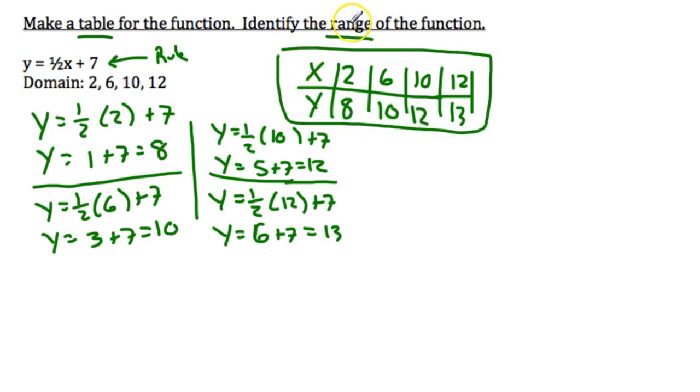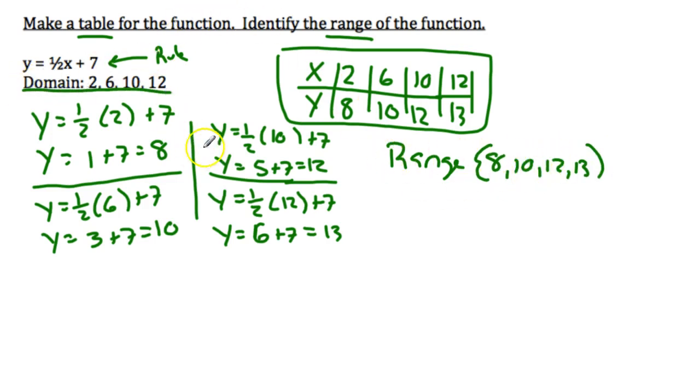Now I need to find the range. It gave me the domain, all right? So my range, I'll write it over here, are all the possible outputs. What did we get? We got 8, 10, 12, and 13. So there's the range, that's the outputs. The inputs are the domain up there, and here's our table.